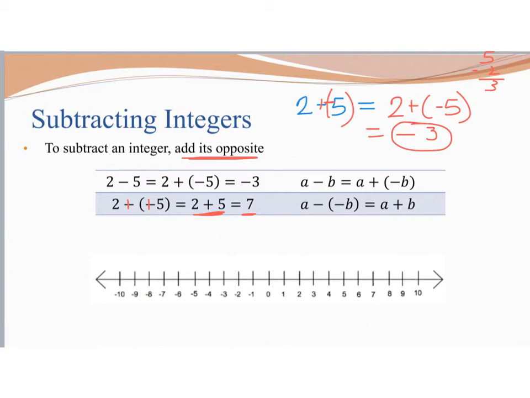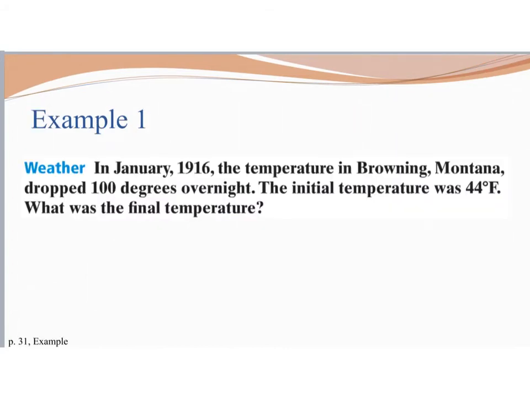So let's go ahead and take a look at a few more examples. So example 1 says, in January 1916, the temperature in Browning, Montana dropped 100 degrees overnight. The initial temperature was 44 degrees Fahrenheit. What is the final temperature? So if we think about this, we're starting out at 44 degrees Fahrenheit. We dropped 100 degrees. Well, the word dropped indicates that we are subtracting 100 degrees. So I end up with 44 minus 100.